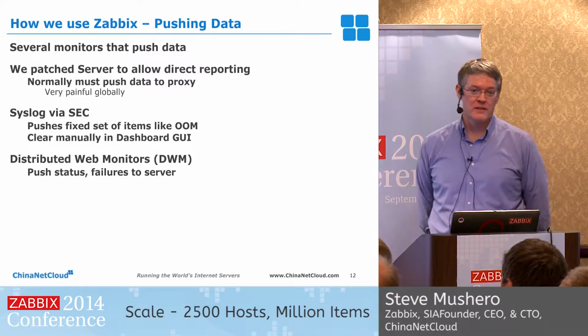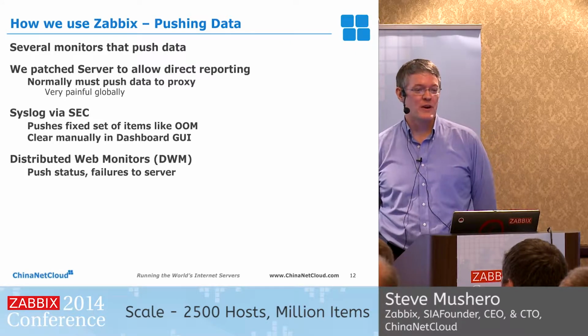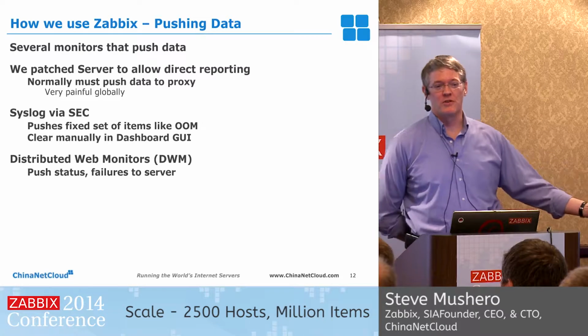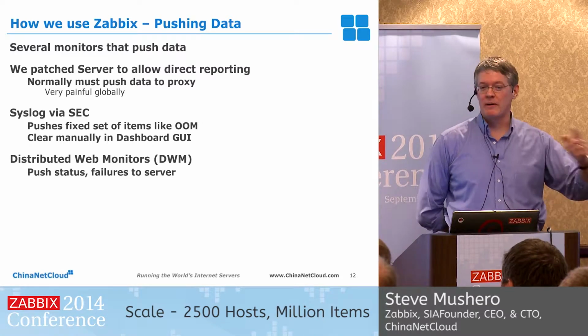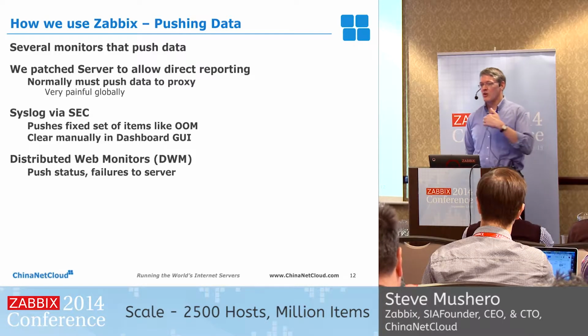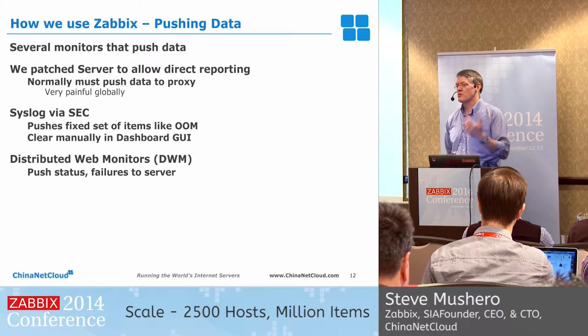So if I have a server that's in Riga and its proxy is in London and the actual Zabbix server is in New York, I cannot send data to New York about that server. The Zabbix server will reject it. It wants to get data only from the proxy that controls that host.